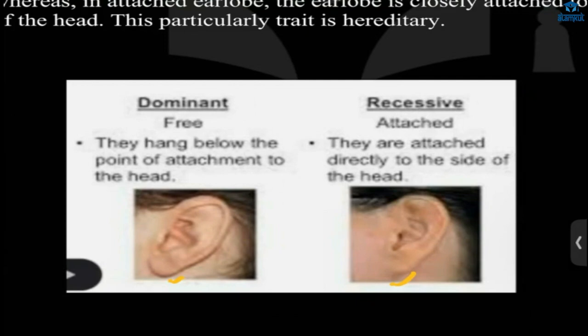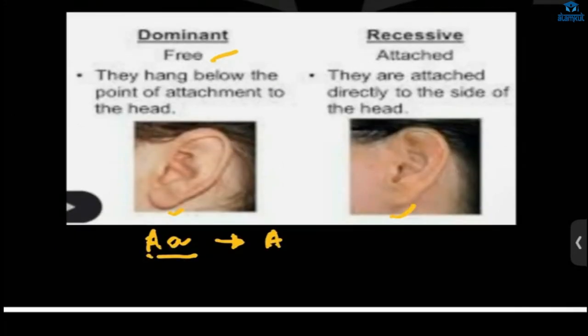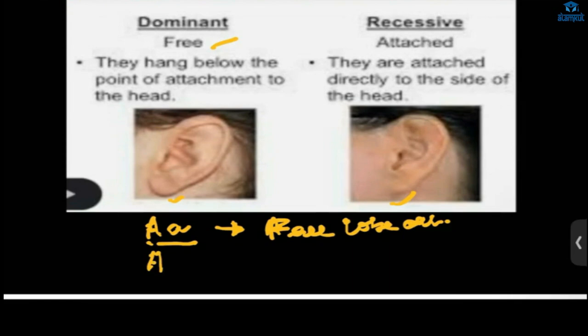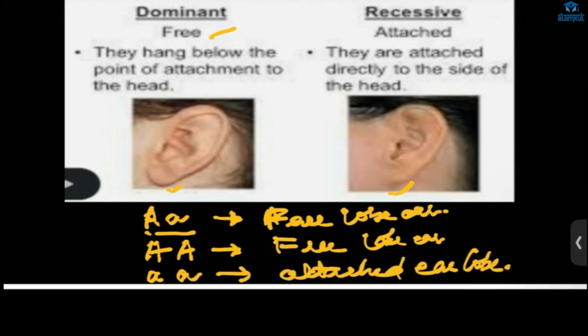This free one is a dominant trait. That means if the mother has this trait and your father does not, then the child will have this trait, a free-lobed ear. And if father and mother both have this gene, then also free. If the father has the recessive, that is attached earlobe, and the mother also has attached earlobe, then the child will have attached earlobe. Got it? Yes, ma'am.